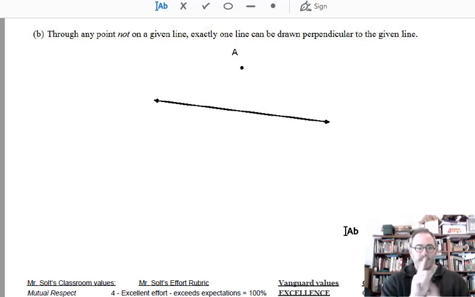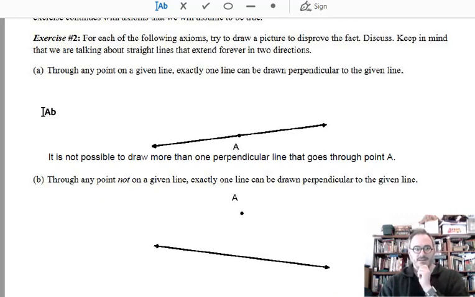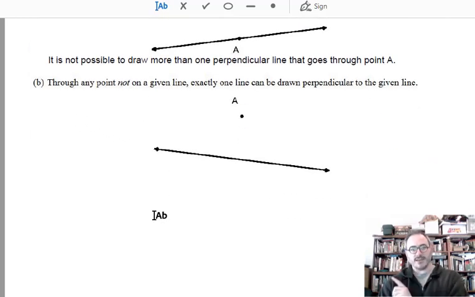All right. Now we have to try to disprove this statement of fact. Through any point not on a given line, exactly one line can be drawn perpendicular to the given line. So we need to think about whether it's possible to draw more than one line that both goes through a point not on the line and is drawn perpendicular to this line.